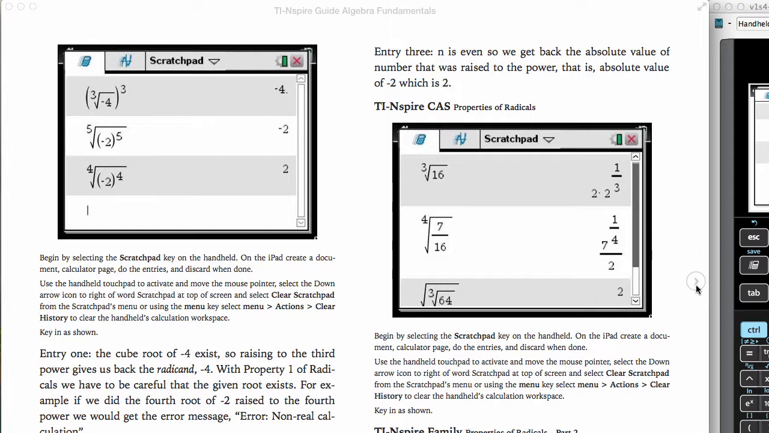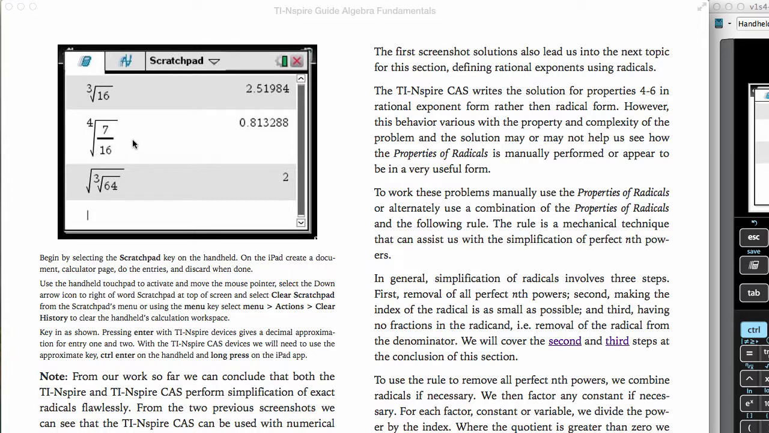So flip to the next page. The cube root of 16 on the numerical model turns out to be 2.51984. The fourth root of 7 over 16 turns out to be 0.813288, and the square root of the cube root of 64 turns out to be the 6th root of 64, which turns out to be 2 on both models.